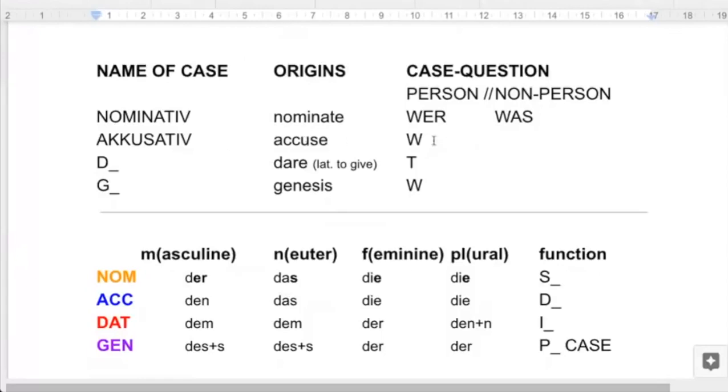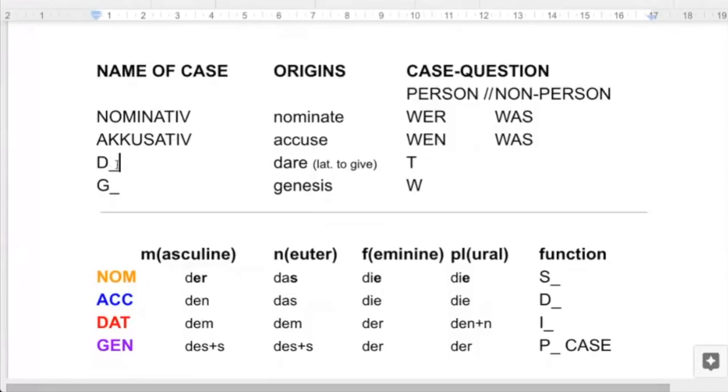And if the victim is a person, for example, I love you, you are the victim of my love, we have to ask, whom do you love? And in German, that is wen. But let's say I love my mobile. It's not a person, it's a non-person. So I ask again, was? Was liebst du? What do you love?